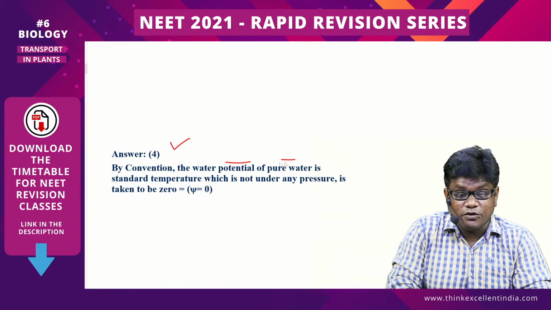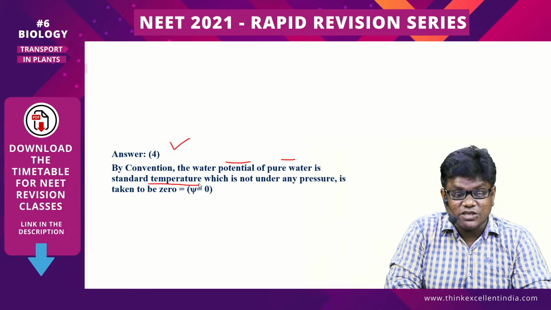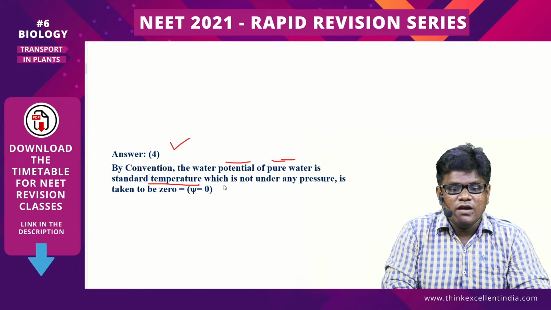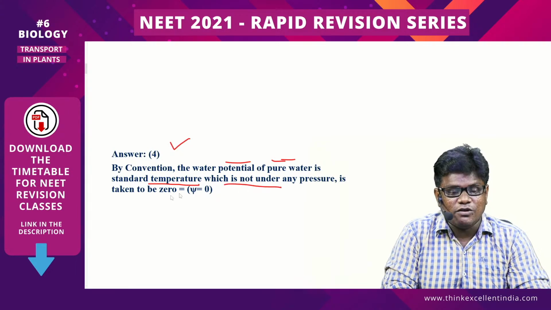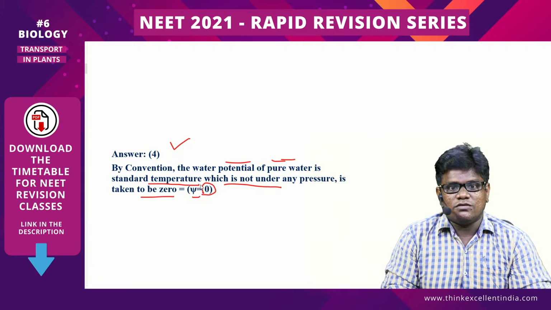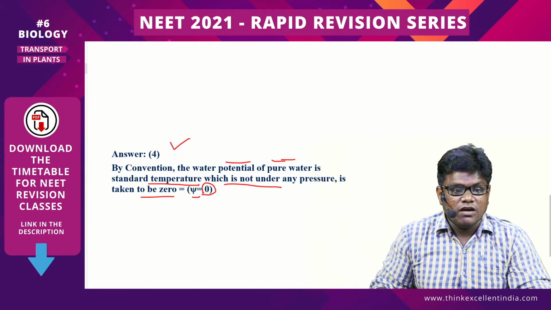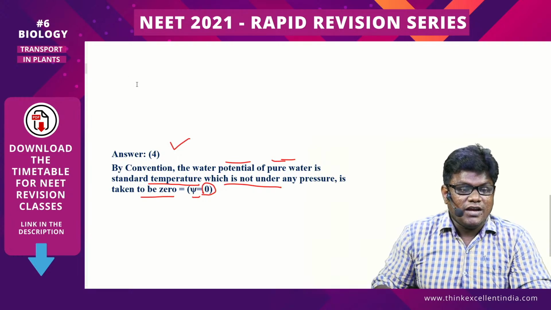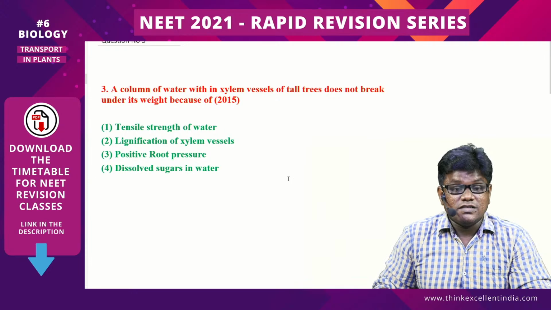The water potential of pure water at standard temperature, which is not under any pressure, is 0. So psi is equal to 0. Okay, so option 4 is the right answer. So we completed 2 questions. We're going to see only 8 questions to go. Okay, this is the third question.